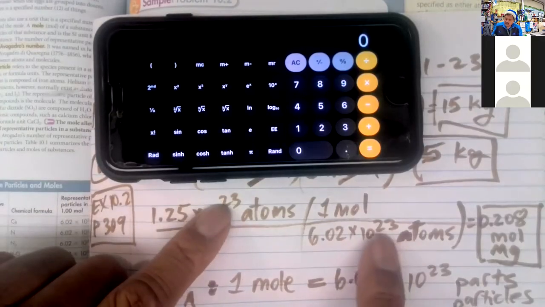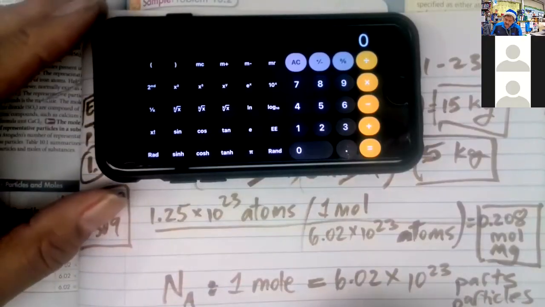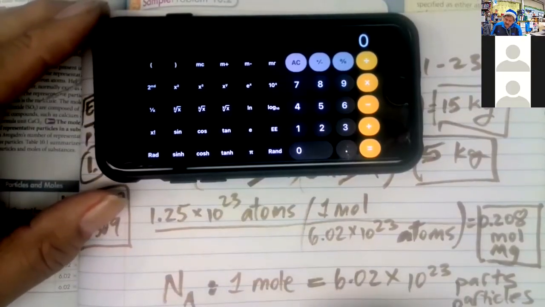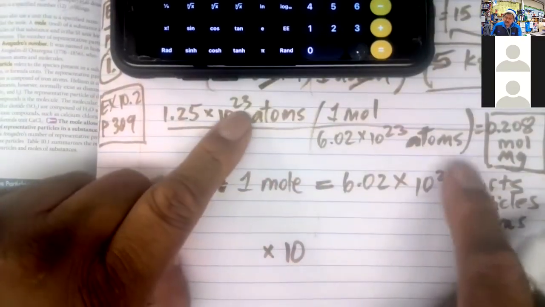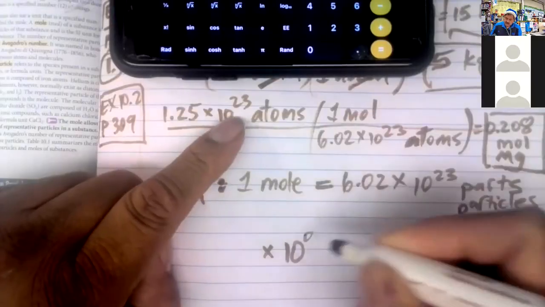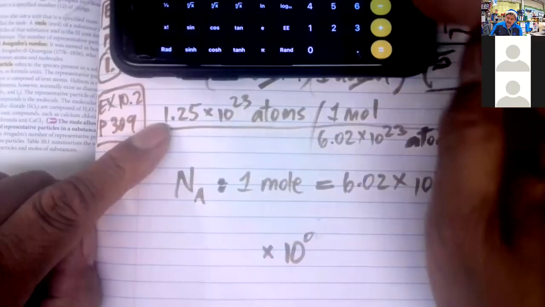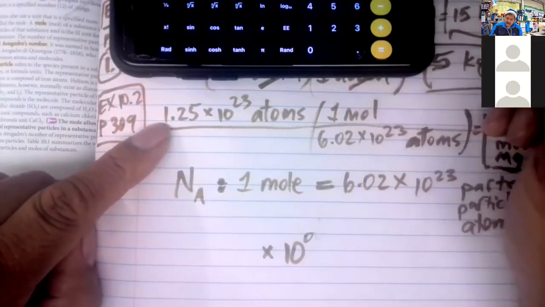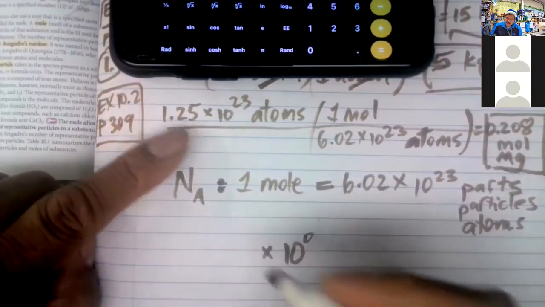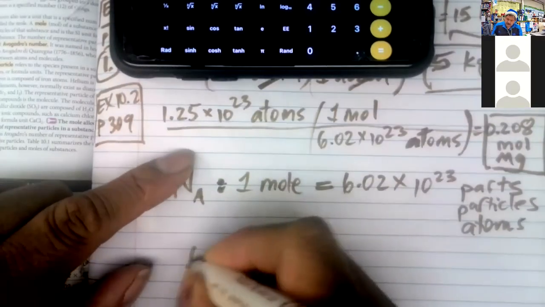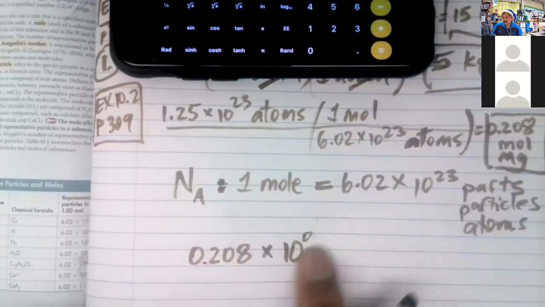So this is going to be 10 to the 23rd over 10 to the 23rd. Just to show you what I'm doing, I could say 23 minus 23 is 0. And then with the calculator, it's 1.25 divided by 6.02 equals, and then there's my answer, 0.208 times 10 to the 0 power.